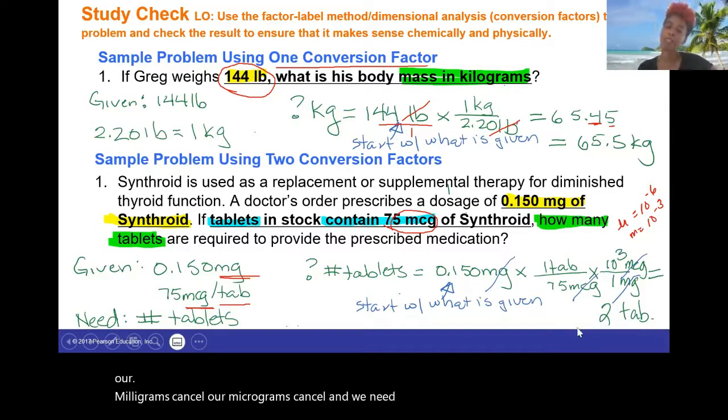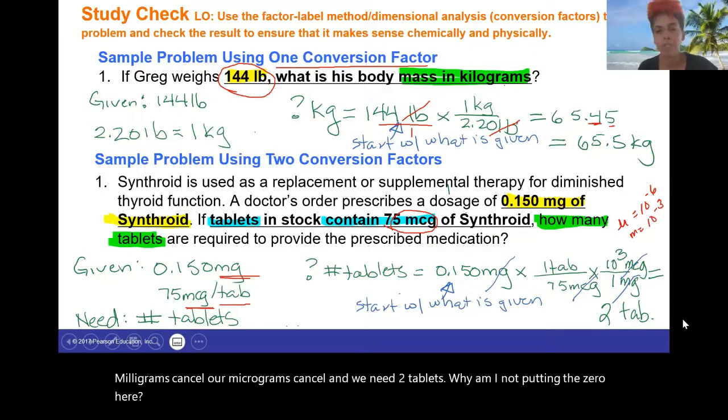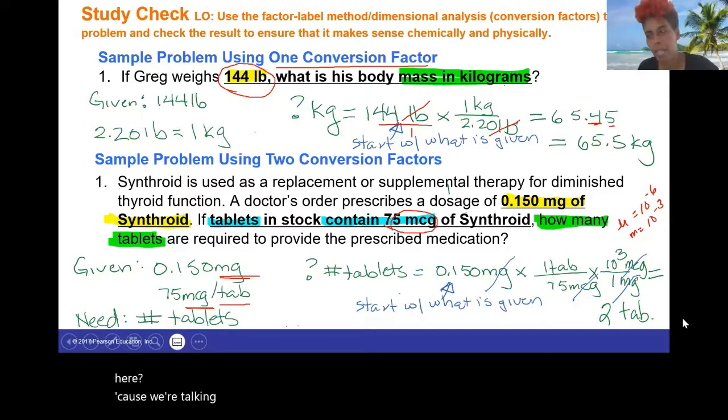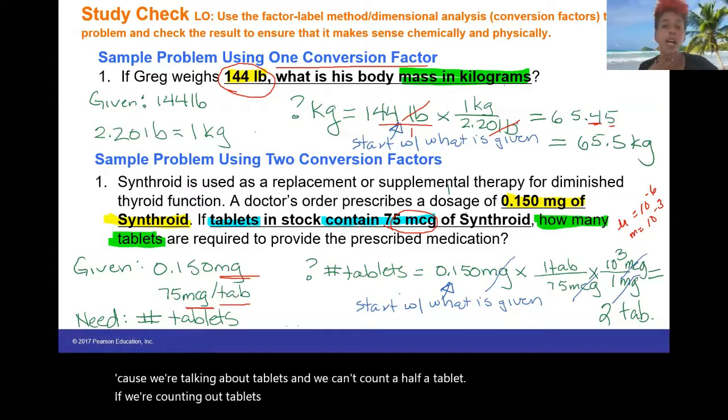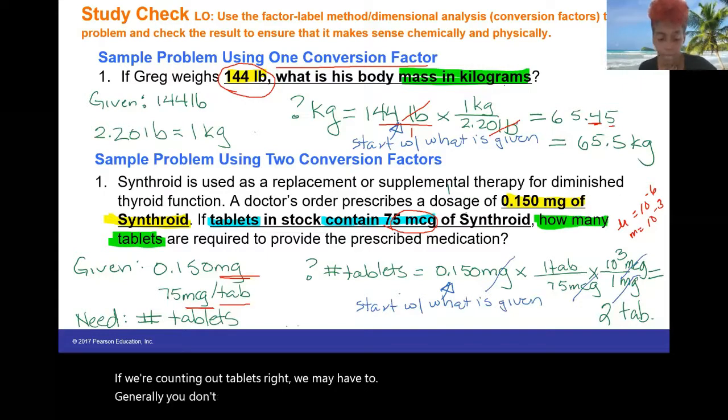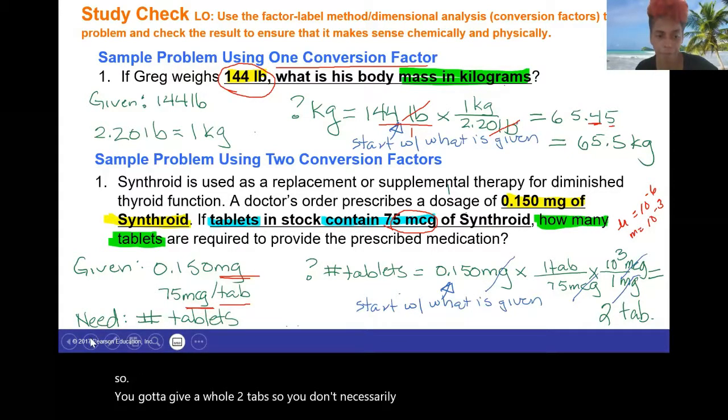Why am I not putting the 0 here? Because we're talking about tablets, and we can't count a half a tablet if we're counting out tablets, right? Generally you don't prescribe half tablets. So you've got to give whole 2 tabs, and you don't necessarily need the 0.0 there.